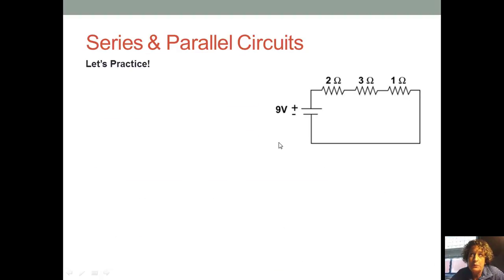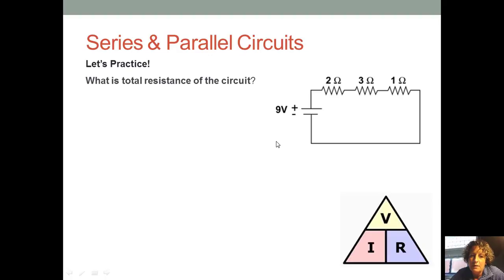Let's practice another one. Our resistors are different ohms. Okay, so what is the total resistance of the circuit? If you said 6 ohms, you are correct. 2 plus 3 plus 1 is 6 ohms.